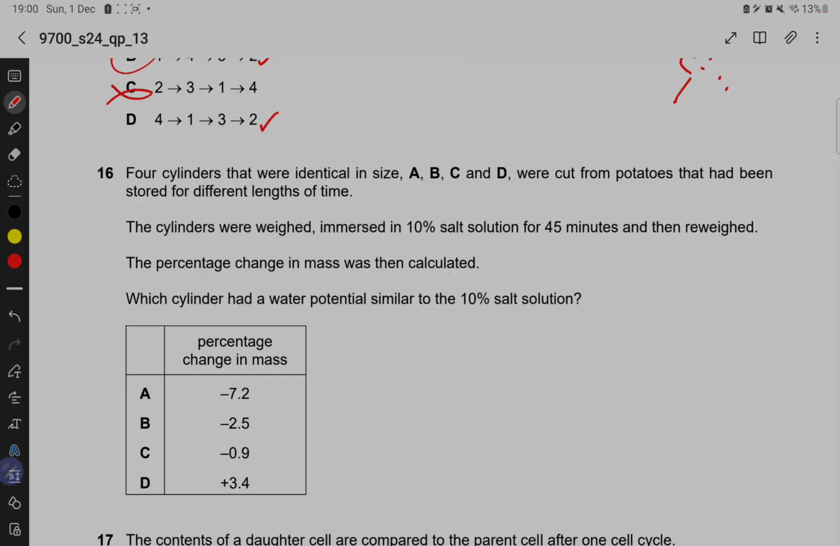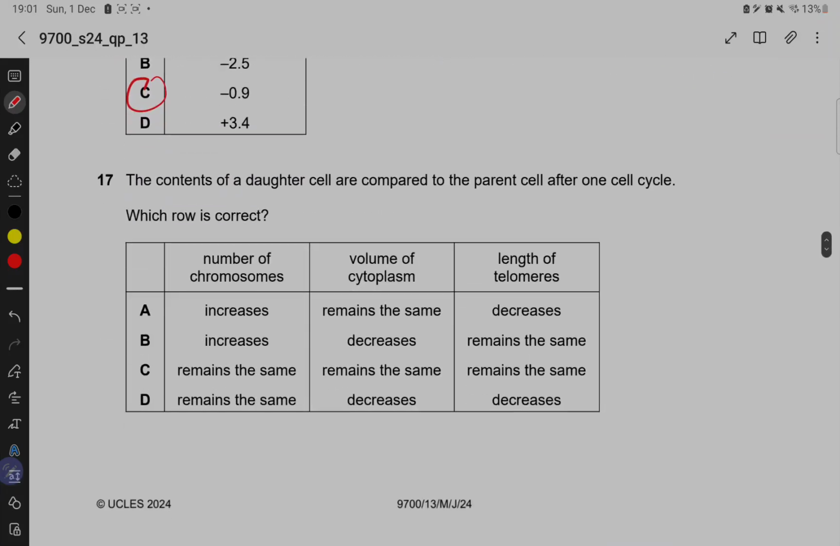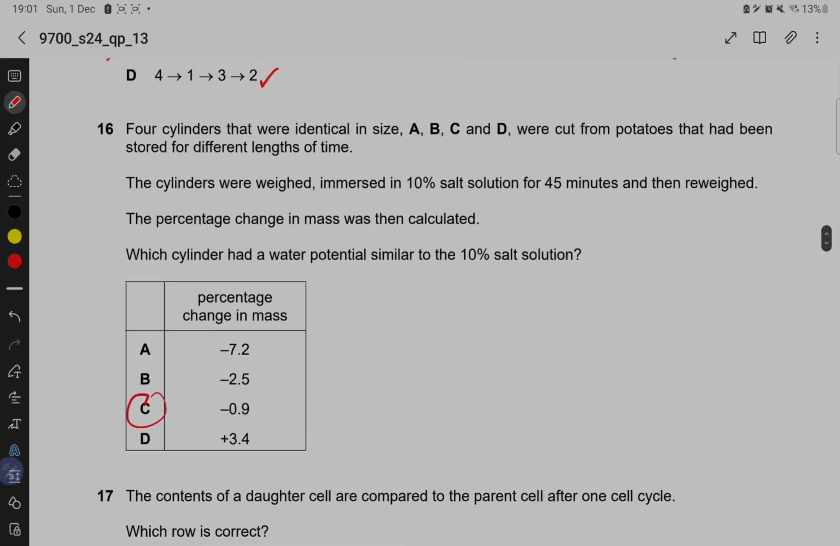So basically, which had the least percentage change in mass? This is what the question is asking. So let's see. Because when your percentage change in mass is lower, that means your solution and your cylinder have similar water potentials.